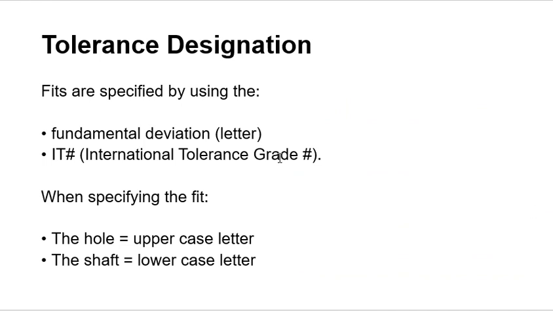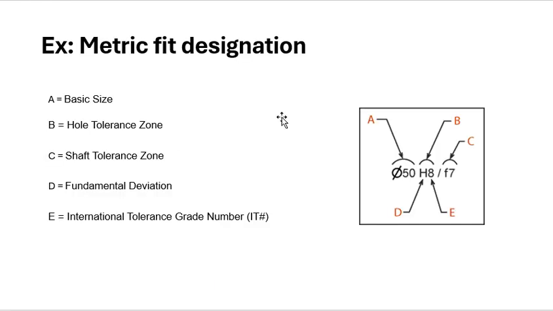Then tolerance designation. So for fits, we're going to take a look at the fundamental deviation and IT number. So when you specify the fit, we have to look at the hole, which is your uppercase letter, and the shaft is your lowercase letter. Let's see how we can identify that in this example. So here's an example, and when you take a look at it, we see many different things here. Your diameter, and here your basic size for your diameter is 50, and then here, of course, this is your hole because that's an H, capital.